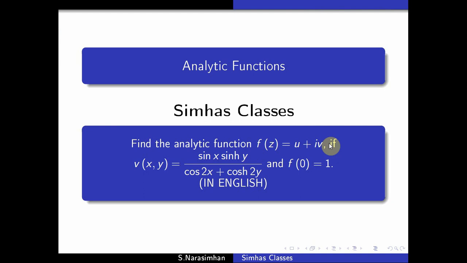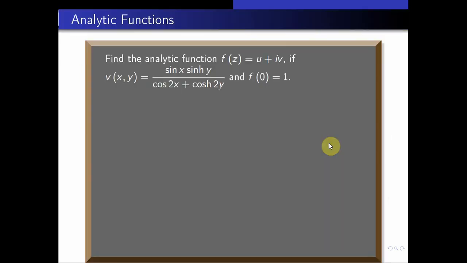Analytic function. Here, when the imaginary part of an analytic function is given, how to construct the corresponding analytic function, we are going to see by an example. So this is the question. Find the analytic function f of z, f of z is equal to u plus iv, if v of x comma y is equal to sin x sinh y by cos 2x plus cosh 2y and f of 0 is equal to 1.